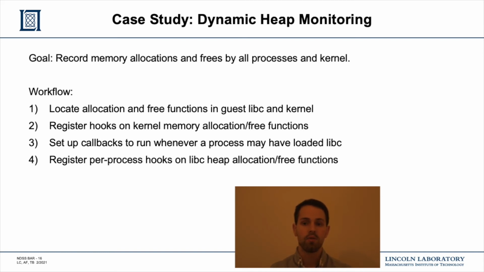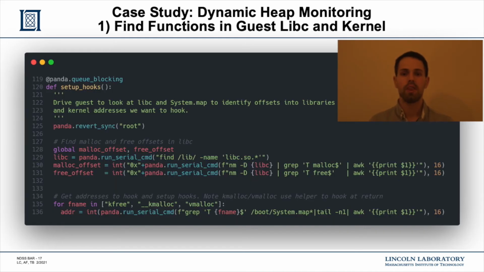For user space processes, we need to set up callbacks that will run whenever a process may have loaded libc, and then if it has just loaded libc, we set up hooks for each individual process such that we can run our analysis on each heap allocation or free. So the first thing we're going to do is run some commands in the guest to get some information out of it.